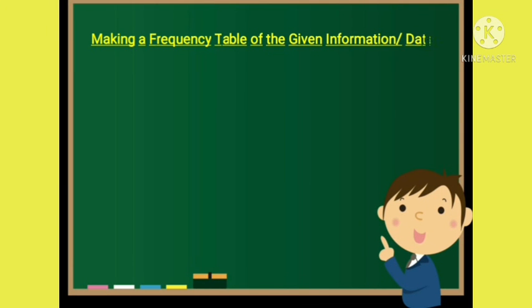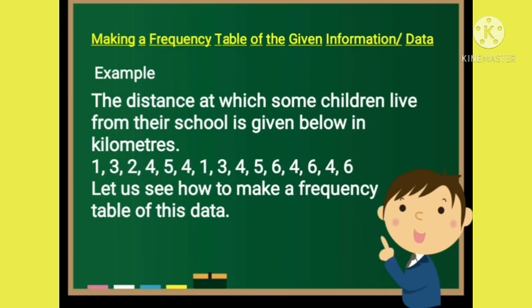Now let's learn how to make a frequency table of the given information. Example, the distance at which some children live from their school is given below in kilometers. 1, 3, 2, 4, 5, 4, 1, 3, 4, 5, 6, 4, 6, 4, 6. Let us see how to make a frequency table of this data.